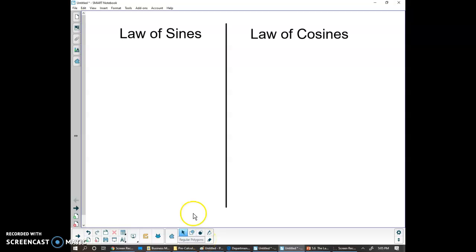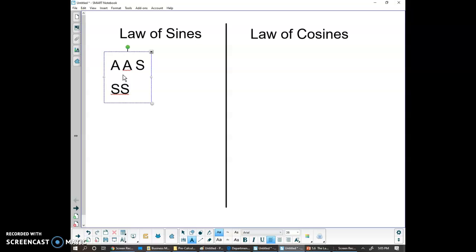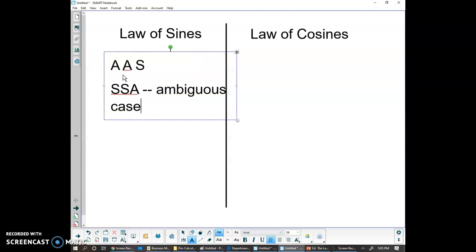First, let's review the law of sines real quick. The law of sines applies if you have angle, side given to you, or side, angle given to you. However, this is what we call the ambiguous case, spelled right here. So you have two possible triangles in this case, all right?